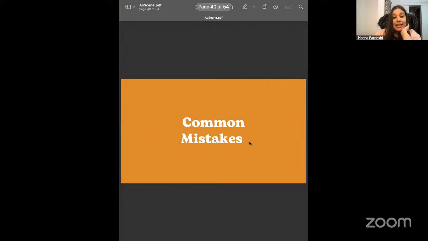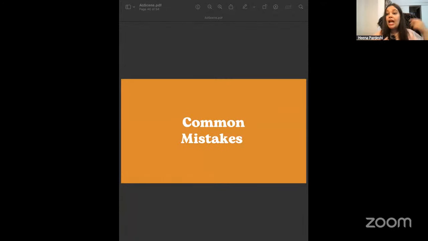Now, let us look at the common mistakes made by writers while writing scenes. Even when writers understand goal, stakes, conflict, and structure, scenes can still feel flat because of a very few common mistakes. These mistakes show up in every genre, and once you know how to identify them, your scenes immediately become sharper, more purposeful, and more emotionally charged. So let's go through them one by one.